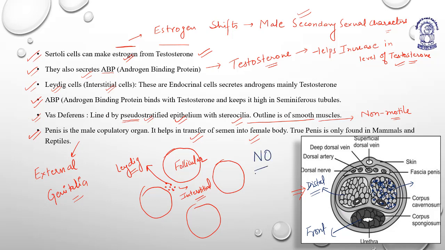The pooling of blood in the corpus cavernosum is related to a chemical substance which is known as what? NO. NO is nitrogen monoxide. This NO creates a certain amount of blood pressure, and because of this pressure the blood flows into the corpus cavernosum and gets accumulated, right. So I think in this slide everything is clear, and we will move to the next slide.